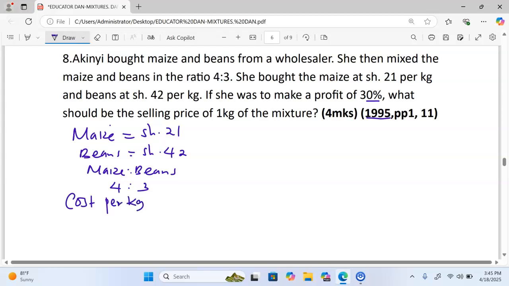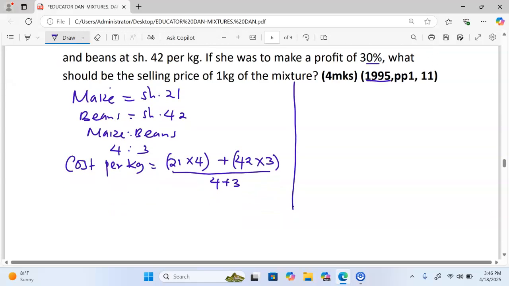And to get the cost per kilogram, we are going to take the cost of 1 kilogram of maize, which is 21. We multiply by the quantity. This 4 is the proportion, or the number of kilograms, plus the cost price of beans is 42 per kg times the proportion, and in this case we divide by the total ratio, which is 4 plus 3.